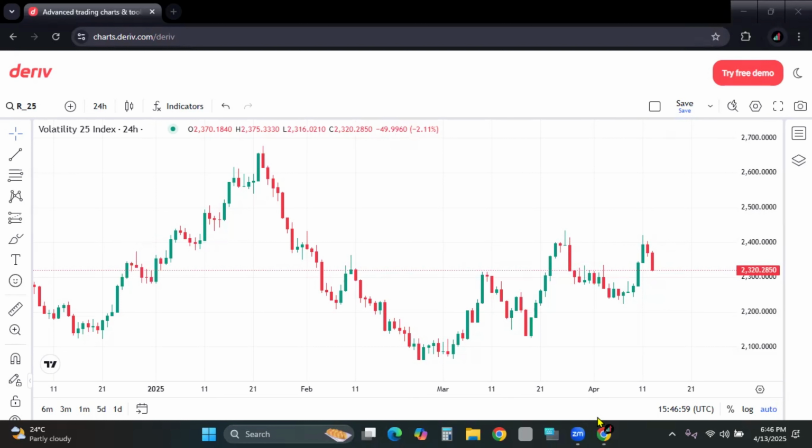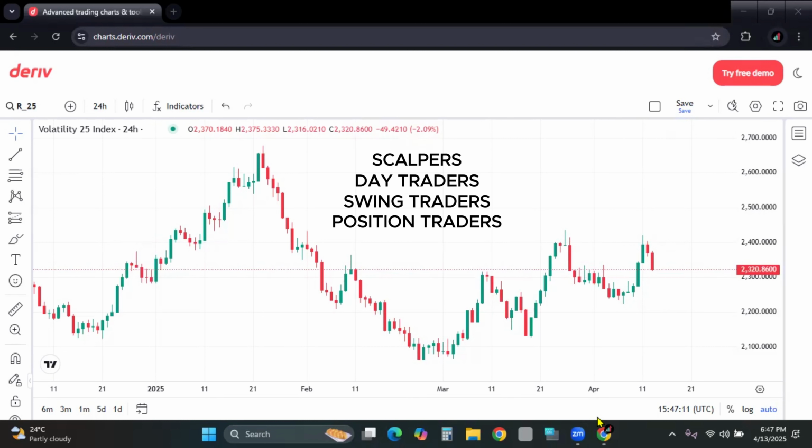It also depends on the type of trader you are, because we have different types of traders like scalpers, day traders, swing traders, position traders, and others. So before you start trading, you need to understand the type of trader you are. For example, scalpers. Even we binary options traders are under the scalpers category.